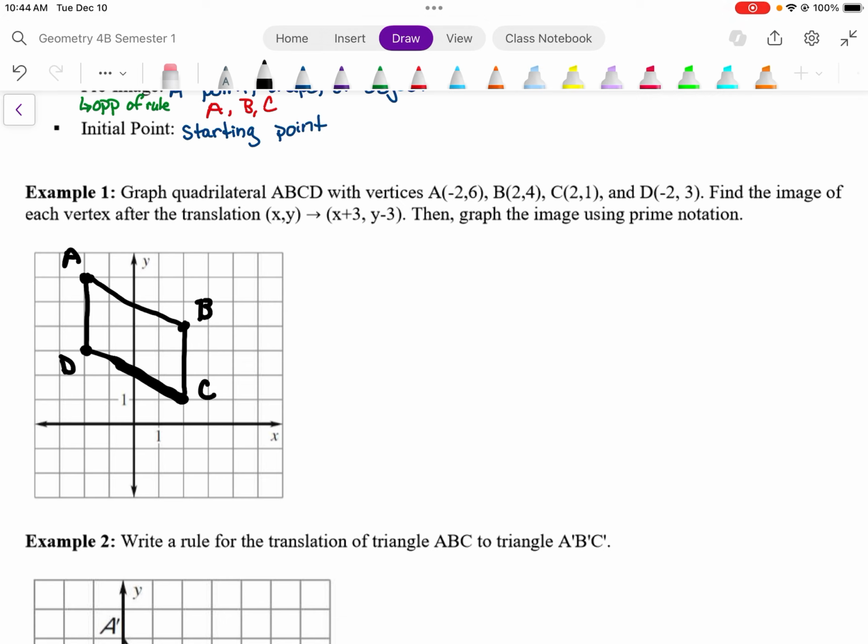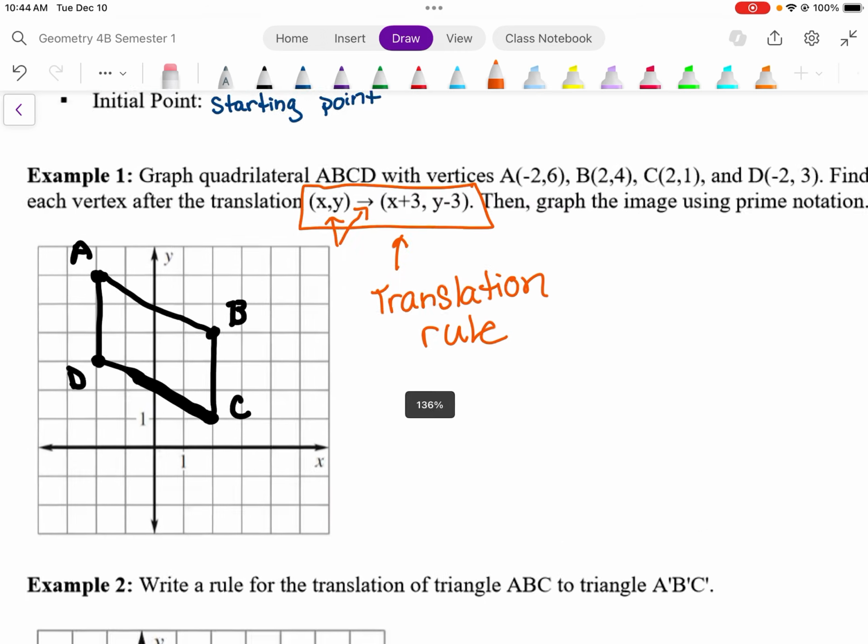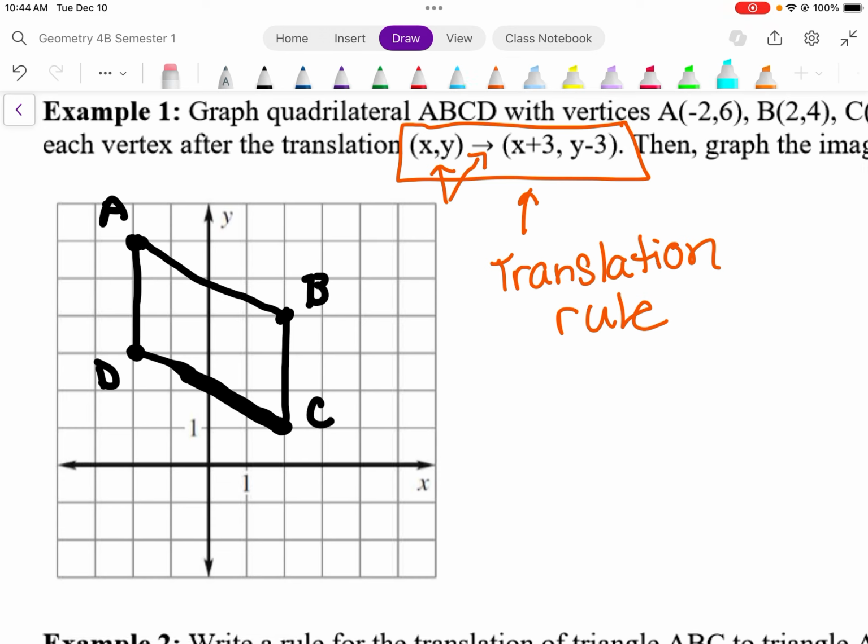Okay. So then we're going to find the image of each vertex after the translation. So this is a translation rule. So if you are asked to write a translation rule, this is what it's going to look like. And with the translation rule, it always starts with the regular or the initial point, X, Y, in parentheses, and then the arrow tells us what we're going to be doing. And then they're going to tell you what change is going to happen with the x values and then what change is going to happen with the y values.